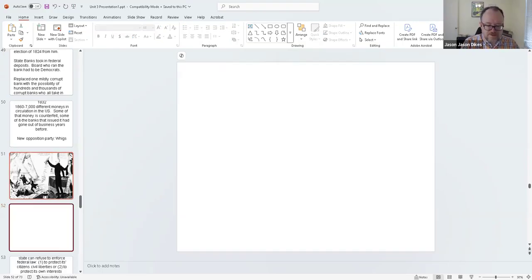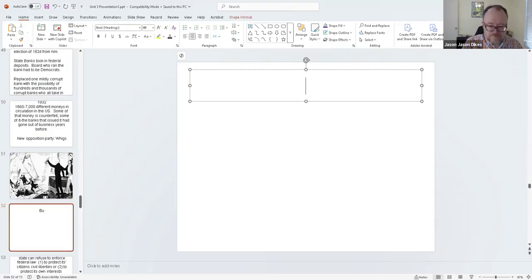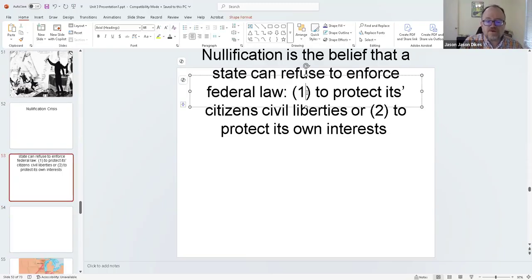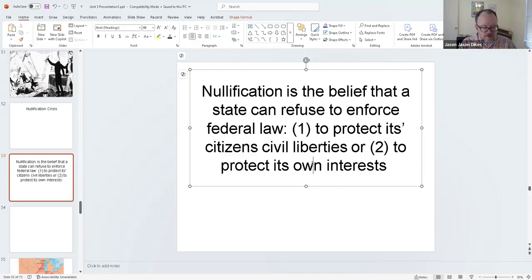Okay, so the nullification crisis, let me back up. Nullification crisis. What is nullification? Why don't we start there? We already have the definition here, which I had already written out some other time. Nullification is the belief that a state can refuse to enforce federal law for two reasons, either to protect its citizens' civil liberties or to protect its own interests.